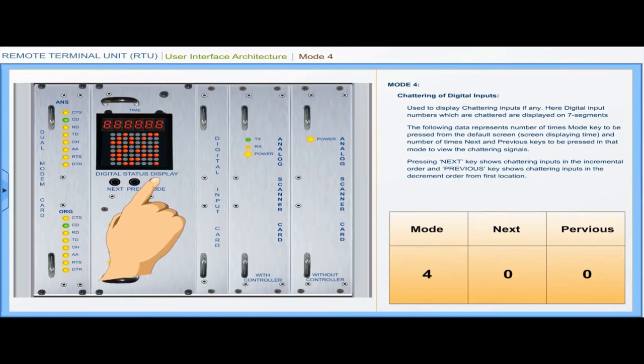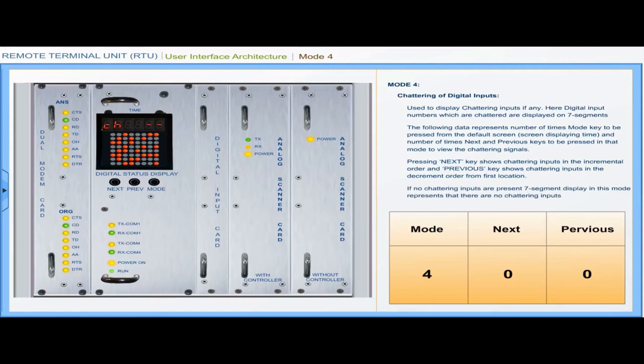Mode 4. Next 0. Previous 0. Display on 7 segments represents chattering inputs if present. If no chattering inputs are present, the 7 segment display in this mode shows that there are no chattering inputs.